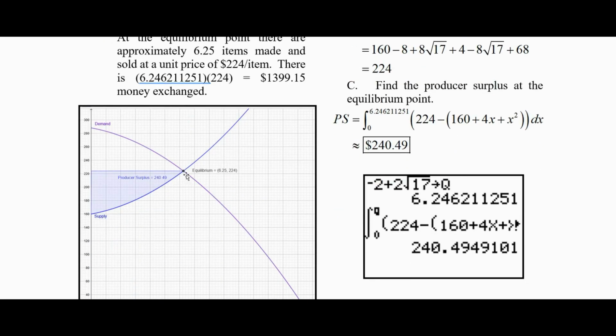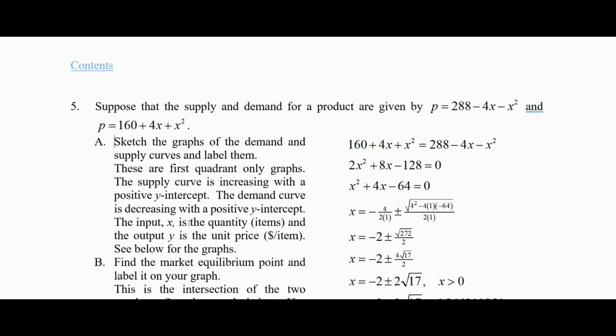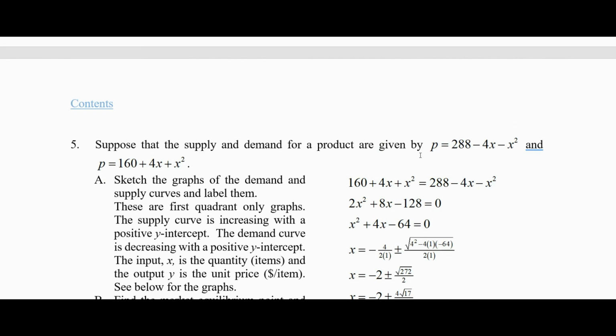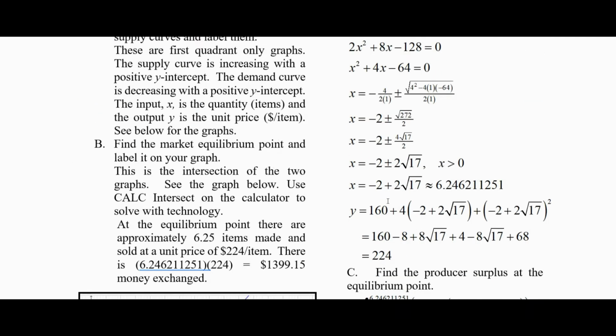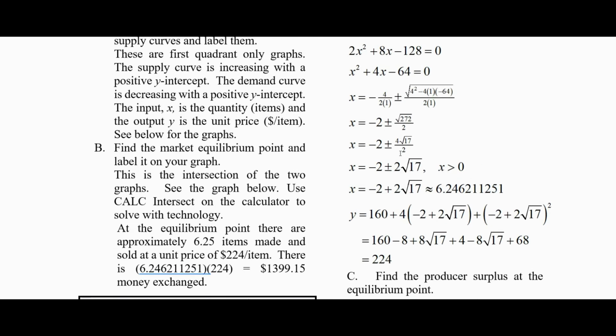The market equilibrium is where the two cross. You can actually work that out exactly, not too bad, by putting these two equal to each other and solving. It's a quadratic equation, so we can use the quadratic formula. The negative 2 minus 2 square root of 17 turns out to be a negative number, which is off our screen. It's not reasonable for the context of the application. But the negative 2 plus 2 square root of 17 is approximately 6.25. That is the x value of this.